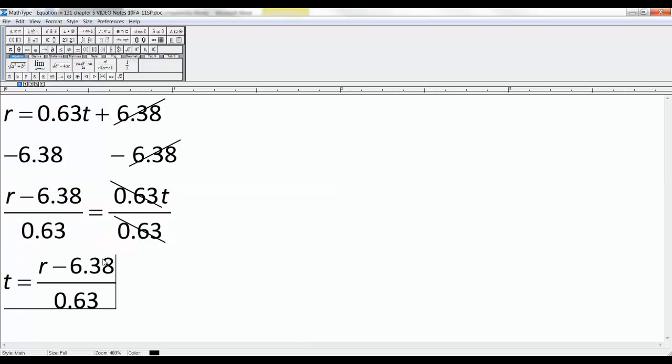But you're not done. And here's why. This is terrible form. We never in math leave decimals inside a fraction like this. This is just brutal. So let me put it this way, we want to turn them into unit fractions. We want the denominator to be 1. So what I'm going to do is break it up. There are actually 2 parts here, the r part and the 6.38 part. And I want both parts to be divided by 0.63.